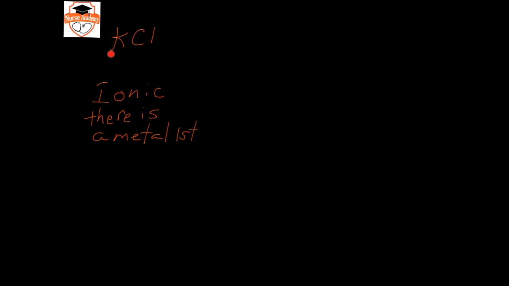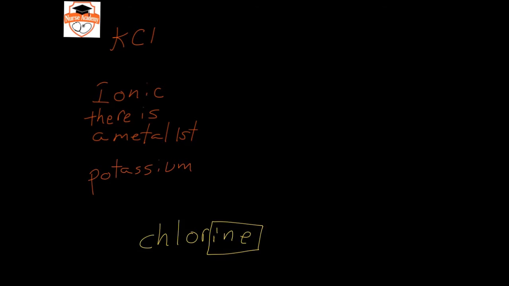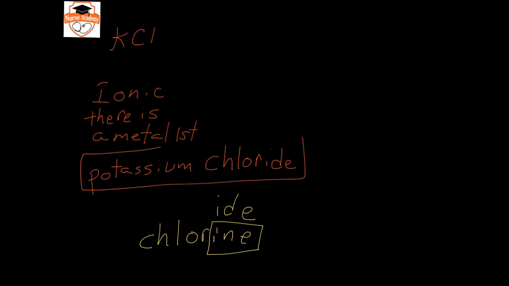If we have potassium chloride, we know that this is ionic because there is a metal first. The first element in the formula, potassium, is in the alkali metals group, so we know that it's a metal, and we're going to use the ionic naming system because it has a metal in front. So we're just going to name the first element its actual name, potassium, and then take the second element, chlorine, remove that ending and replace it with IDE. So that would be potassium chloride, and that would be our name for that compound.